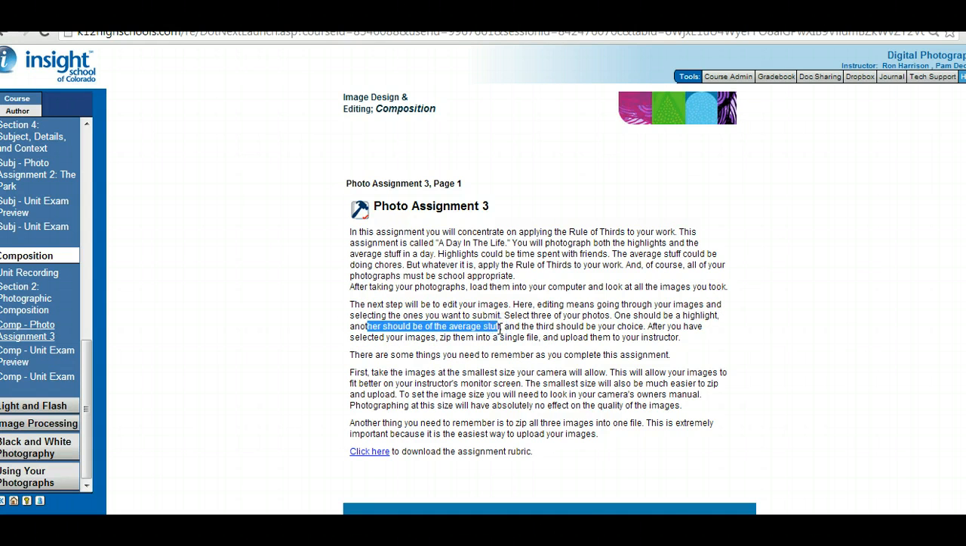And then when you submit, you'll submit 1 average, 1 highlight, and then the third one you submit could be one of the others. But anyway, you're going to submit 3 pictures, and make sure you use the rule of thirds. That's probably the most important thing. But be creative in your pictures. Since it's going to be a day in your life, these are probably going to be pictures with people in them.